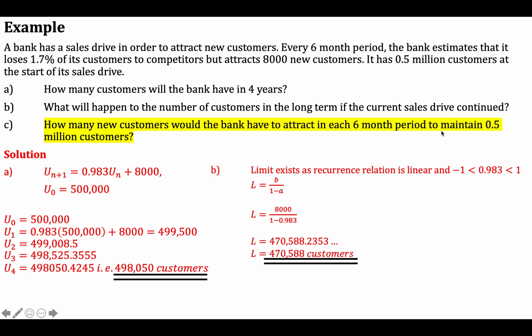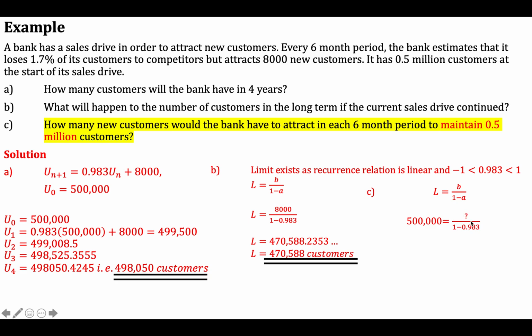Now that word maintain. If you think back to when we first looked at limits and saw the graphs, when a recurrence relation was converging to a limit, that was almost like maintenance, because you could see that straight line starting to happen. So that means that our limit here would need to be 0.5 million. And like I said, we're looking to attract customers. That was 8,000, which was our value for b, and we now want to find out what that is. So it's actually a limit question, but it's working backwards. So the limit here is 0.5 million.